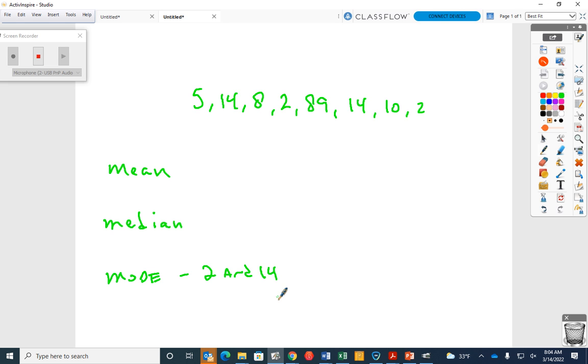Okay? All right, now if I'm going to find the median, what I need to do first, remember what it said about the median. They have to be in what? In order. So I'm going to rearrange these numbers in order from least to greatest. What's the lowest number up there? 2. And then another 2. Okay, what's next? 5. And then what?